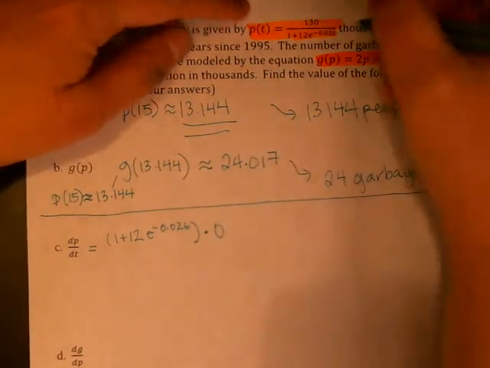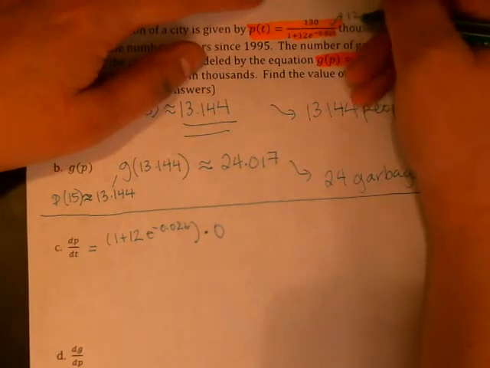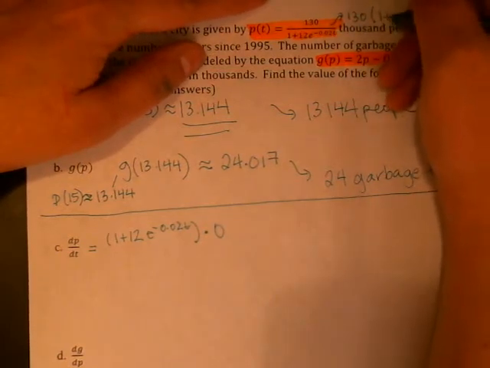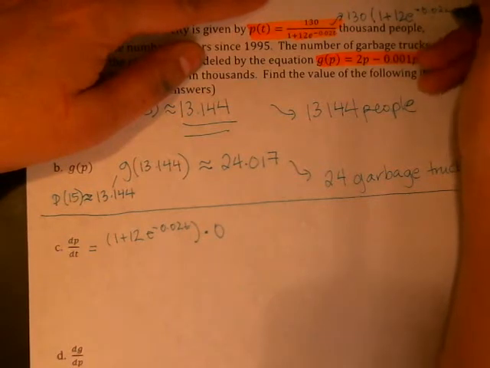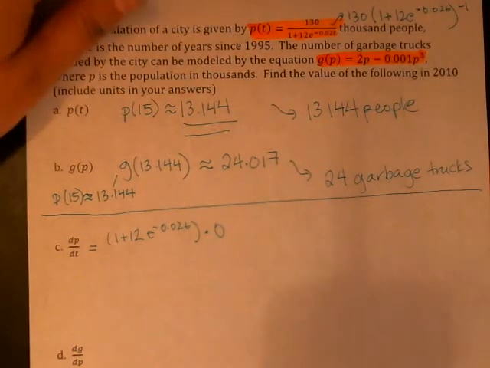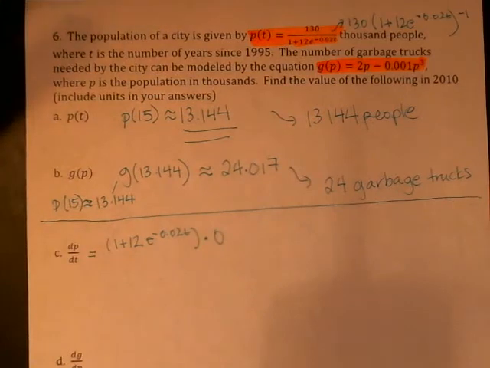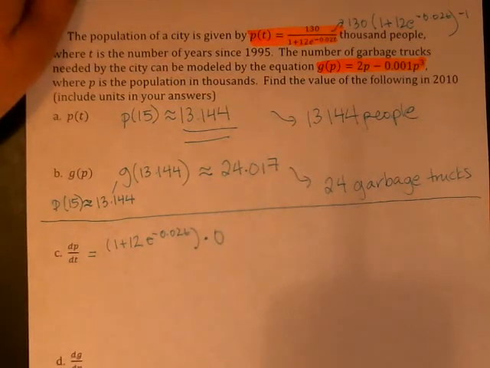And that is symptomatic of the fact that you could, if you wanted to, rewrite this as 130 times (1 plus 12e to the negative 0.02t), all raised to the negative 1. I don't know that that makes it easier or not easier because now you have an extra chain, but it is something that you could do.